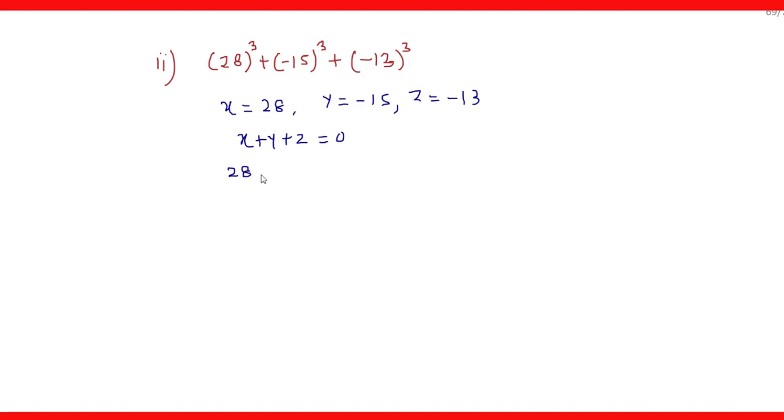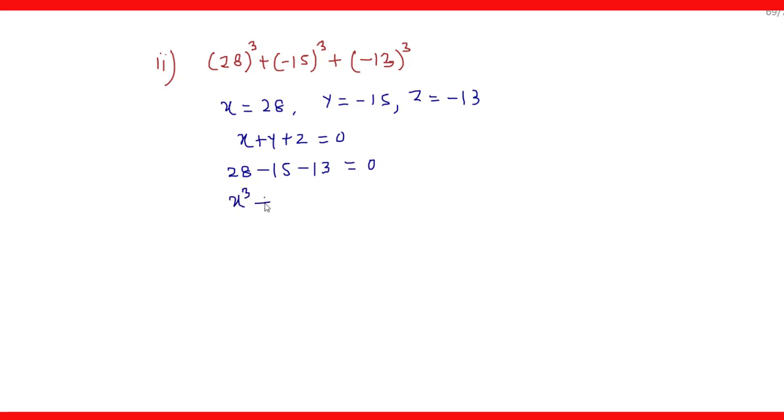So x is what? It is 28, plus y, that is minus 15, plus z, which is also minus 13. So which is equal to 0. If you take the sum of all these three numbers, it is 0, and therefore we can say that x cube plus y cube plus z cube is equal to 3xyz.